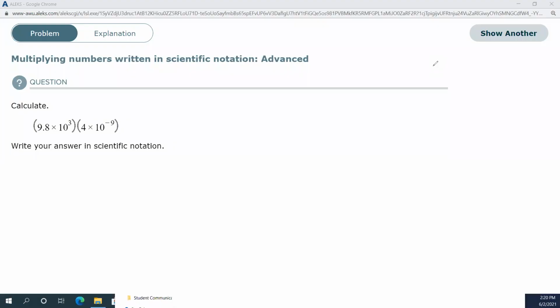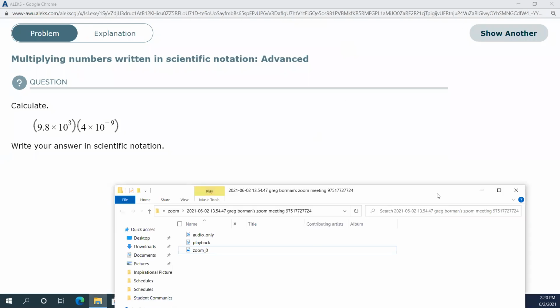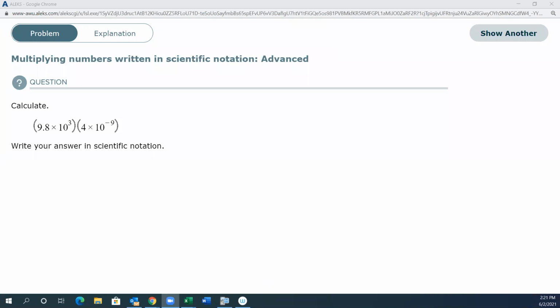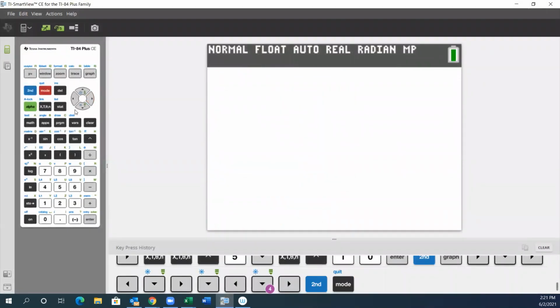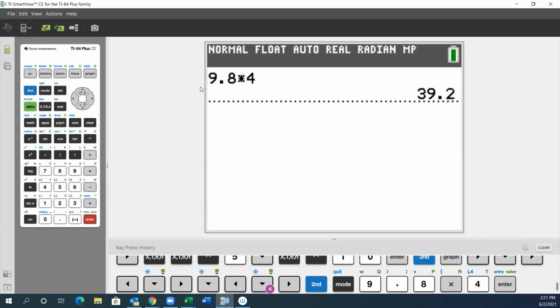Now on this one, we're supposed to multiply them out and make sure the answer is still in scientific notation. So 9.8 times 4. I got a great idea. How about we go to the calculator? That sounds just super cool. 9.8 times 4 will be 39.2.